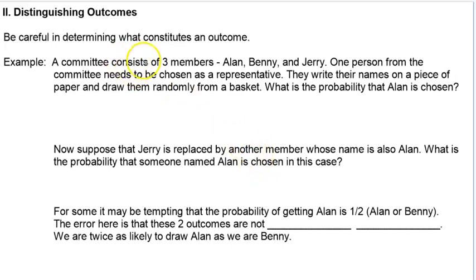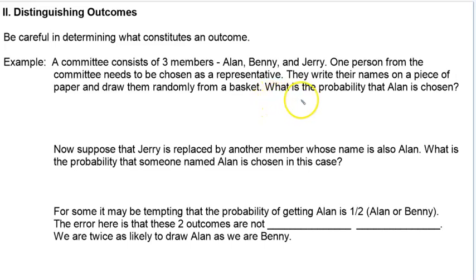We've got to be careful when it comes to coming up with the denominator, the total number of equally likely possible outcomes. This simple example will highlight the need to be careful. We have a committee consisting of 3 members, Alan, Ben, and Jerry. We need to choose one of those 3 to be a representative, so they decide just to write their names on a piece of paper, and we'll assume that the pieces of paper are all the same size, so there's no one piece of paper that has a greater chance of getting chosen than the other 2.